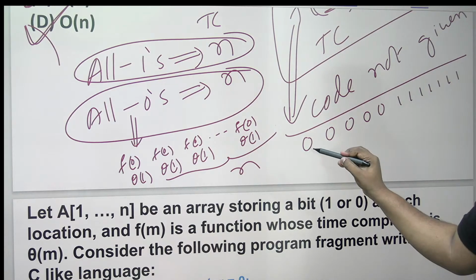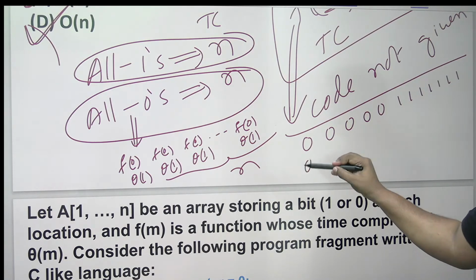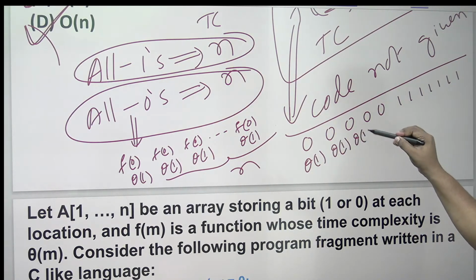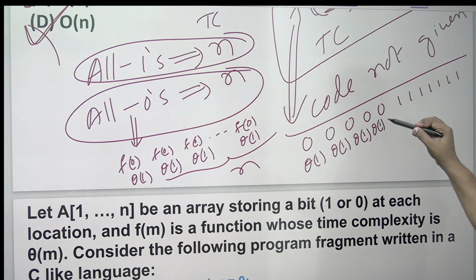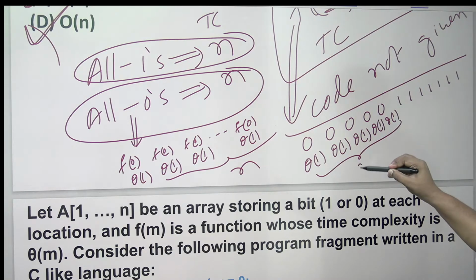So I think see this one. F of 0. I think you will come to the else part. F of 0 is constant time. Every time, constant time. Right? I think half the time constant, so n by 2.